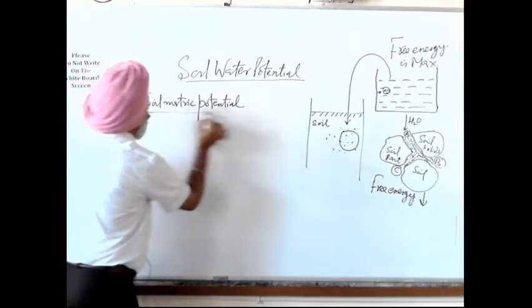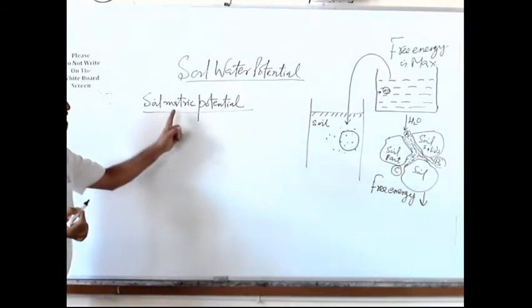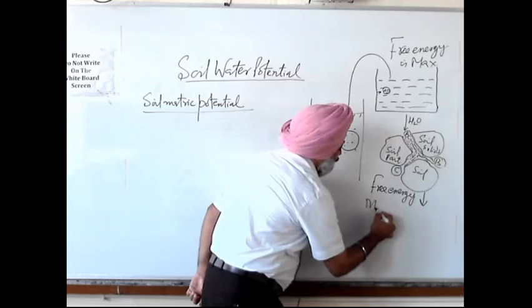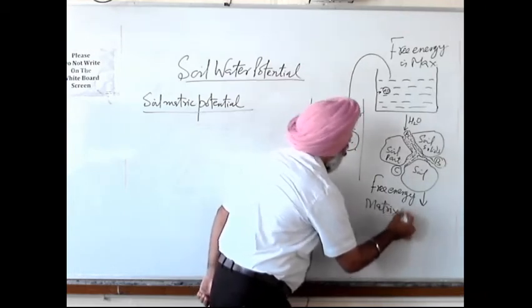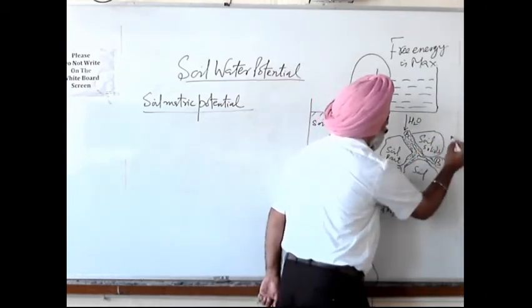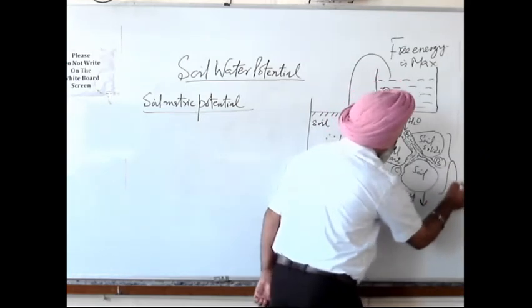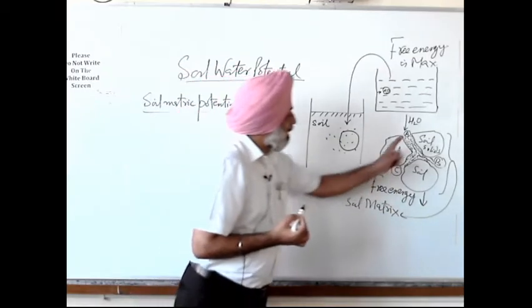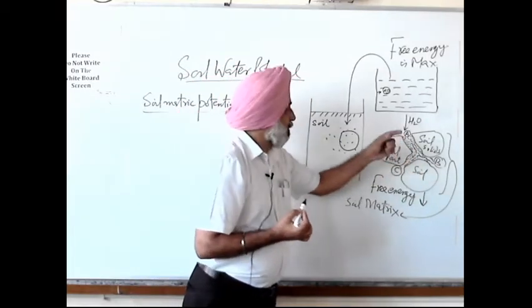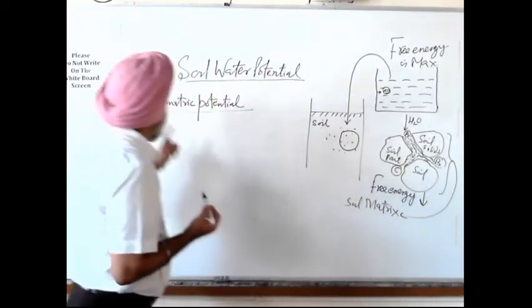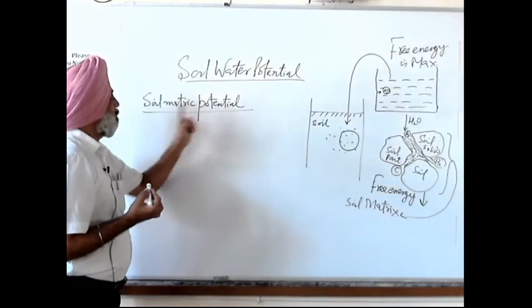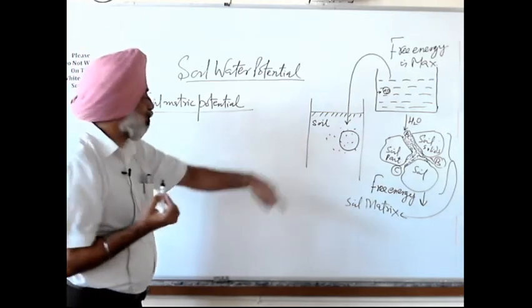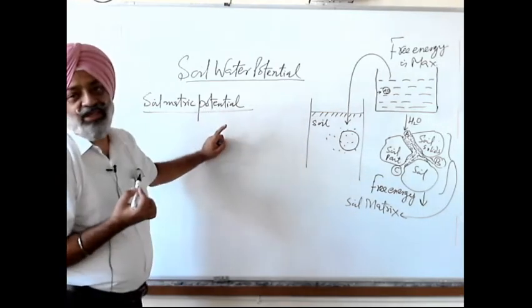And here, let me explain what this word matric means. This came from the word matrix. Matrix means soil solids plus soil pores. This is your soil matrix. Because of the reduction in free energy of water by attraction of soil particles, we call this soil matric potential. Matric means soil solids plus pores, and potential is nothing but energy.